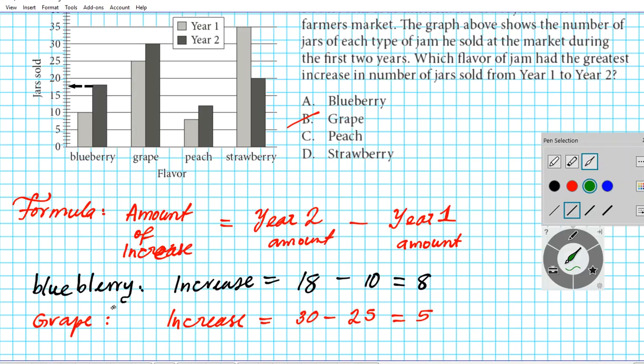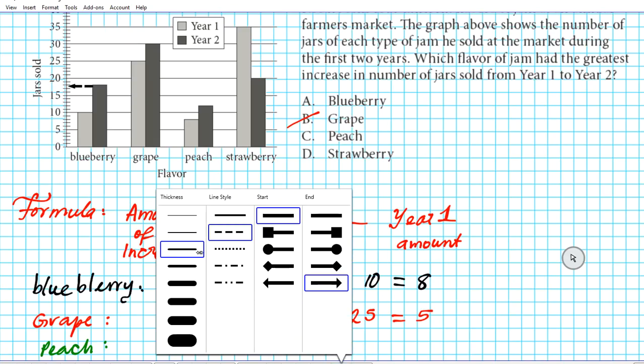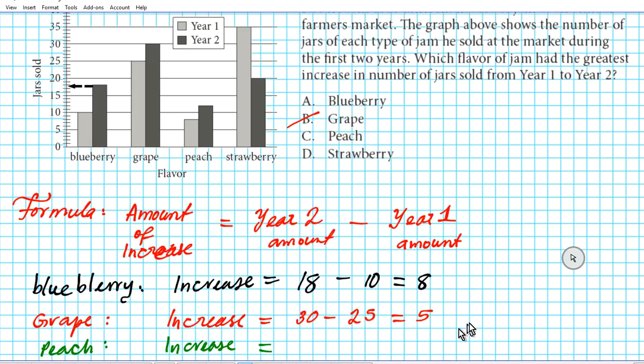Option C. For peach, we have to extend the lines to the y-axis to know exactly what the year 1 and year 2 amounts are. So let's extend this. I'll make my line a little bit skinny so I can get the exact reading here. Let's use that.